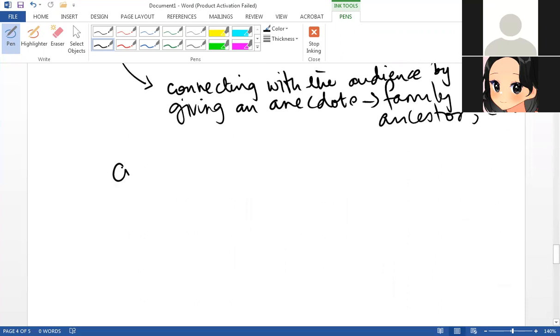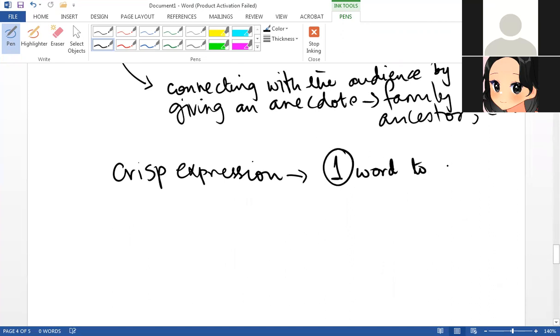So a crisp expression is usually limited from one word to three words. It gives you the best sentence variety. It holds a magical quality to hold the reader's attention. One word to three words, it can range. And then there is a full stop.